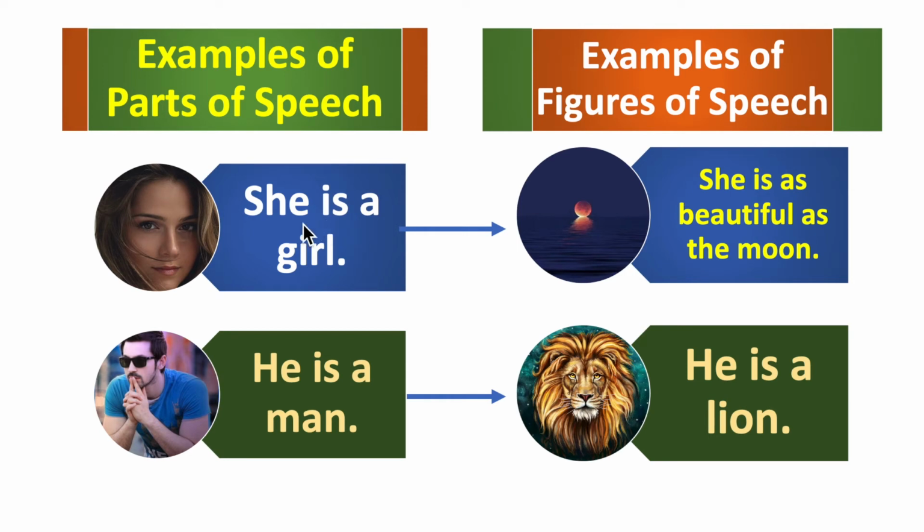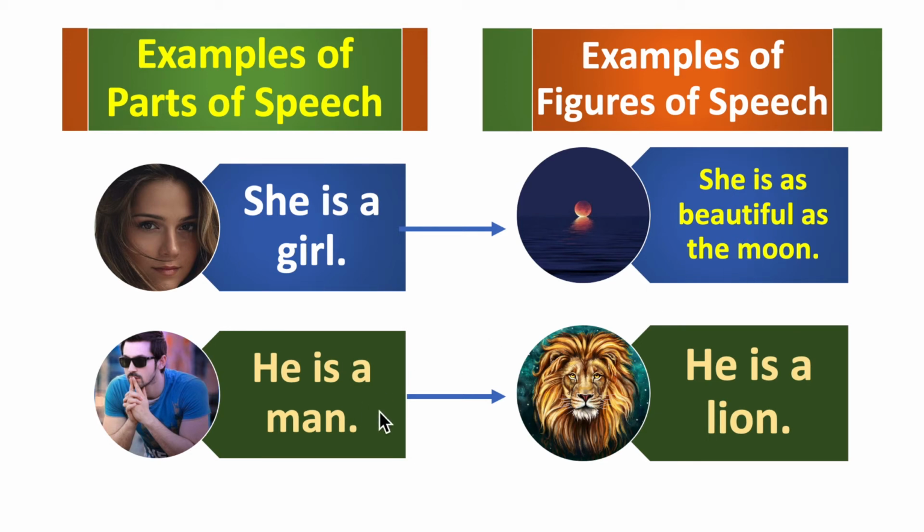For example, she is a girl. It's an example of parts of speech. Why? Because the meaning is straight, clear, and it helps us in the construction of a grammatically correct sentence. There's no problem in understanding. There's no hidden meaning. But if you look at this, she is as beautiful as the moon. Here the meaning is implied, meaning is hidden. It carries more weight, gives you another shade of meaning. Like what? That she, the girl, is compared to the beauty of the moon.